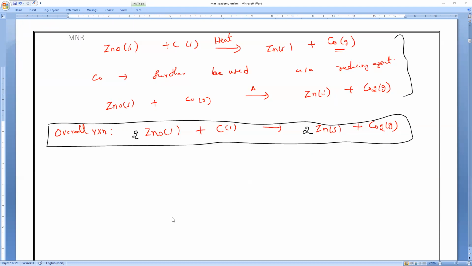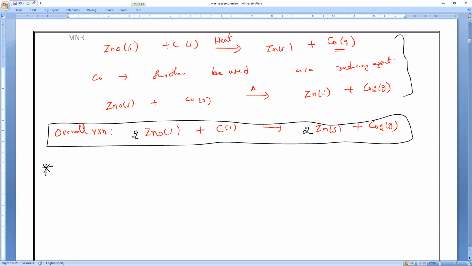Next, there is another element. Two elements are there. One is zinc, another one is iron. So the reaction of iron. Of course, if it is a sulfide ore, we have to convert it into what? Oxide. By what process? By roasting.